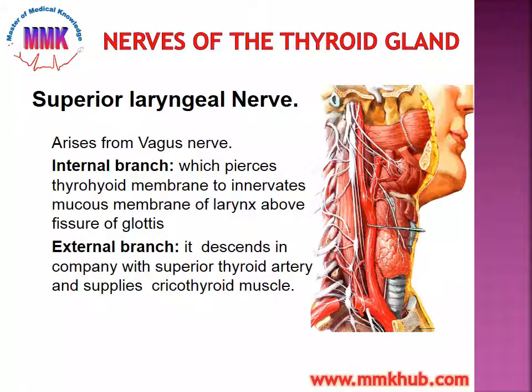Superior laryngeal nerve. It arises from the vagus nerve. It has two branches, internal branch and external branch. Internal branch pierces the thyrohyoid membrane to innervate the mucous membrane of the larynx above the fissure of the glottis, while the external branch descends in company with the superior thyroid artery and supplies the cricothyroid muscle.